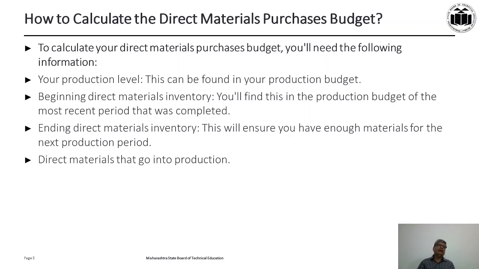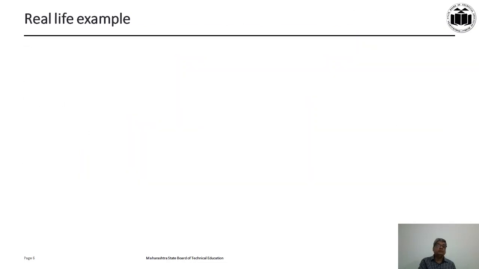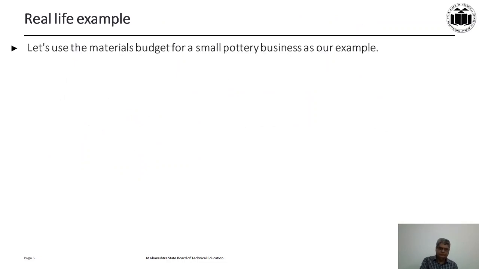From that you can find out the direct material that goes into the production. And you can find out the cost of the direct material from the prices at which you purchase those materials. Now we'll try to understand this with the help of a real life example. So let's use the material budget for a small pottery business as our example.